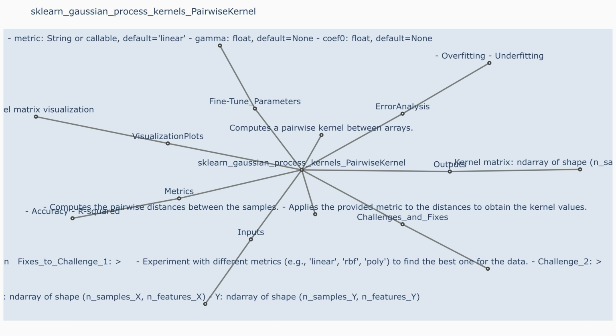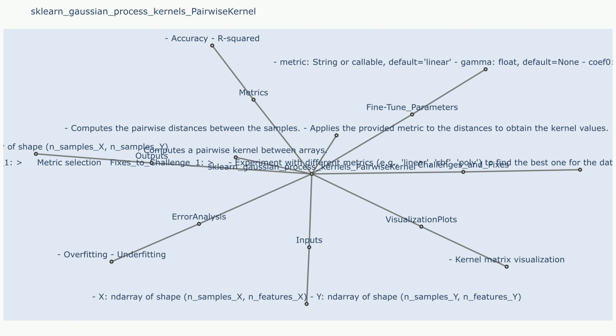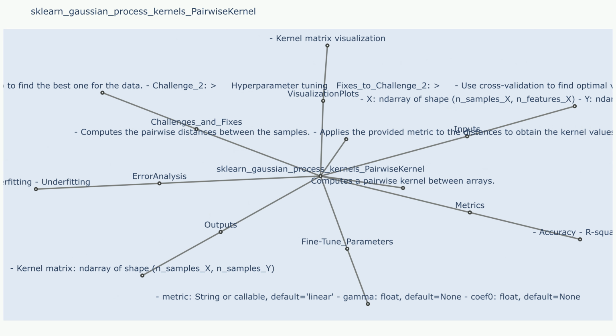sklearn, Gaussian process, kernels, pairwise kernel. Description: the pairwise kernel is a versatile kernel that allows for the construction of custom Gaussian process kernels based on a user-defined function that measures the similarity between pairs of data points. This function provides a great deal of flexibility for modeling diverse relationships between data points and capturing complex patterns.